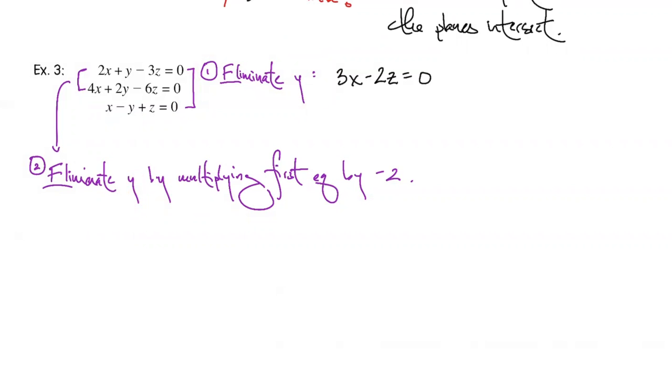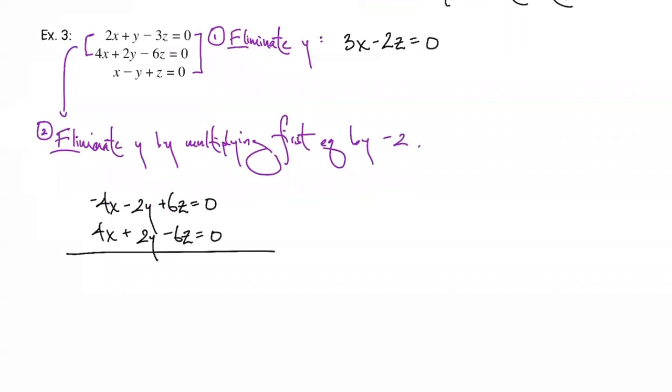equations. And so if we do that, we'll end up with, let's see, -4x minus 2y plus 6z equals 0. And we'll stack it on top of the 4x plus 2y minus 6z equals 0. All right. What do we get when we add those together?